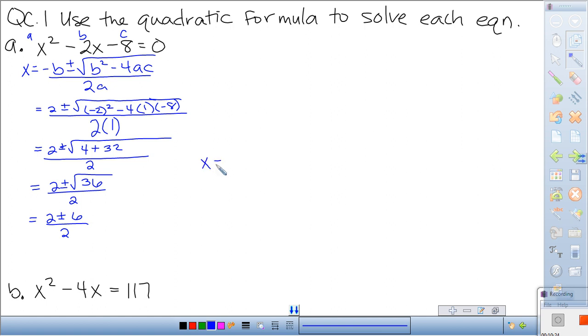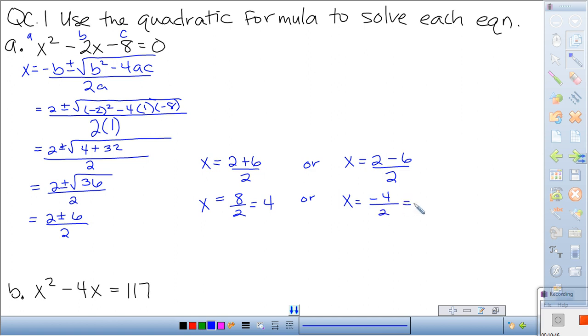So I have x equals 2 plus 6 divided by 2, or x equals 2 minus 6 divided by 2. Again, we're just splitting up the plus and minus. 2 plus 6 is 8 divided by 2. That's 4. 2 minus 6 is negative 4, so x equals negative 4 divided by 2, which is negative 2. So our answers are x equals negative 2 or 4.